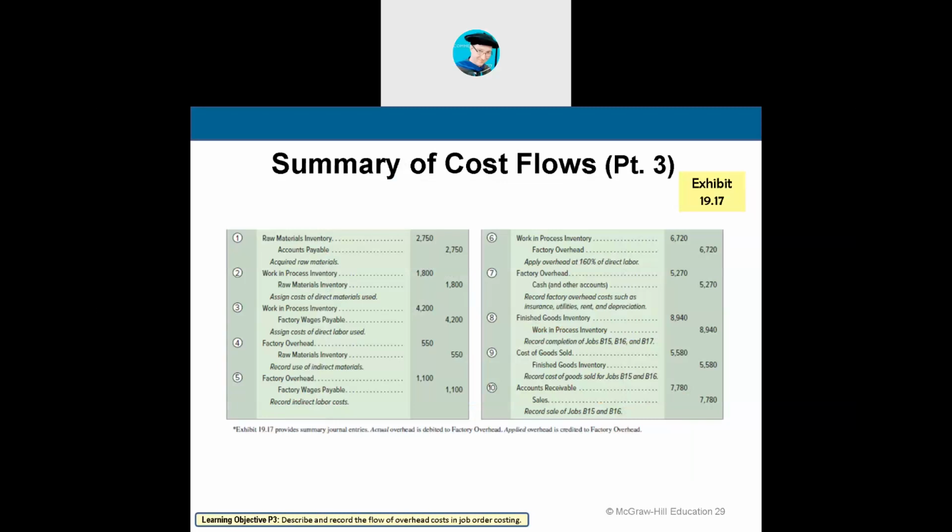And this shows us a summary of all of the adjusting journal entries that we need to make in order to show that physical flow of the amounts used out of raw materials into work in process, out of work in process into finished goods, and of course the accruals for the factory overheads, etc.